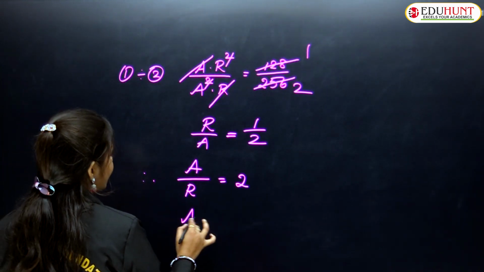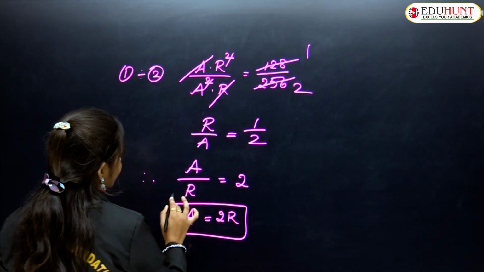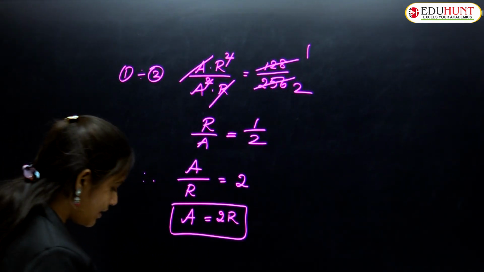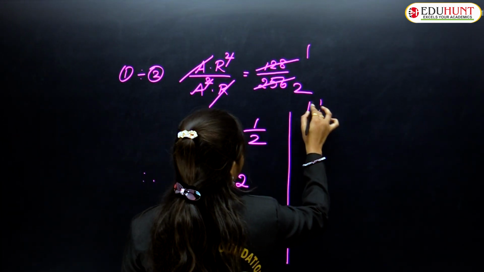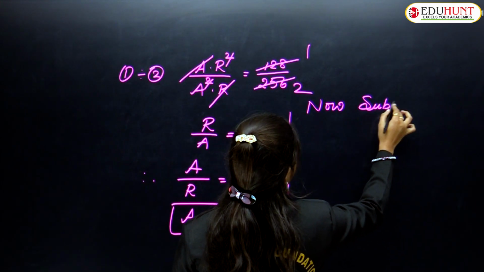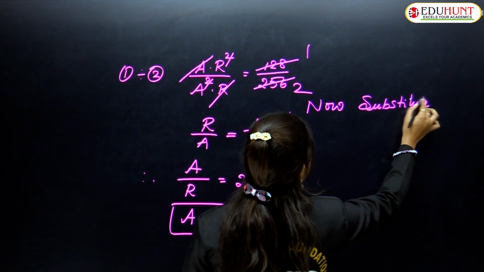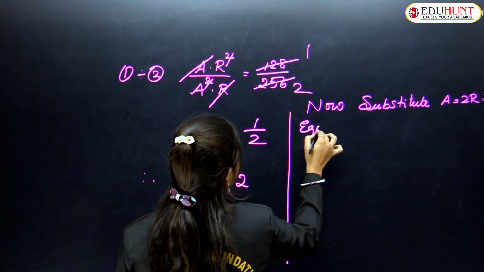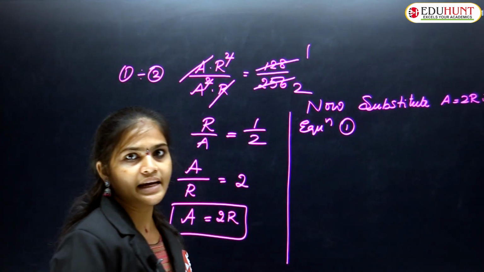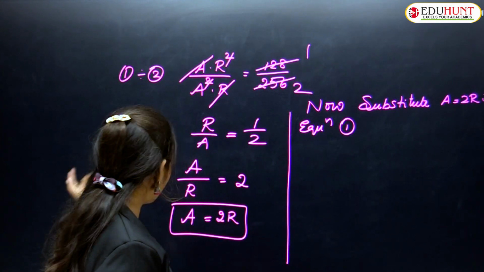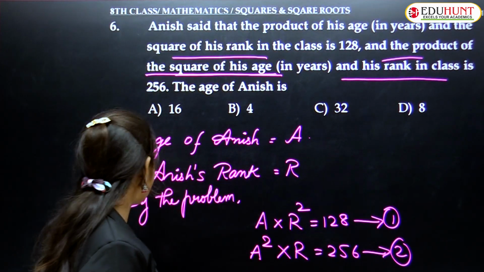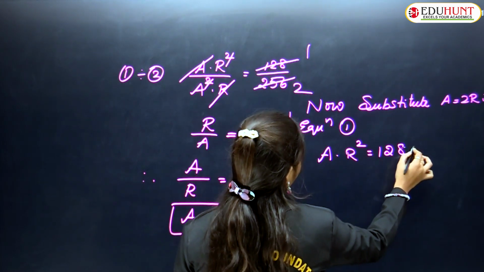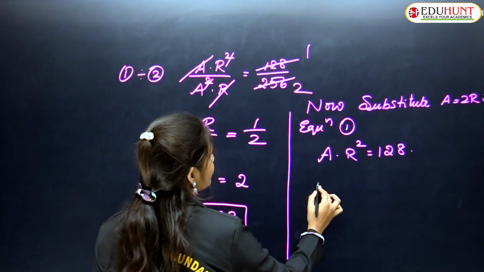Understand? So from this condition we can write that A is equal to 2R. Now we know that A is equal to 2 times his rank. Now substitute A is equal to 2R in equation number 1. What is equation number 1? A into R square is equal to 128. So substitute this value, A is equal to 2R.